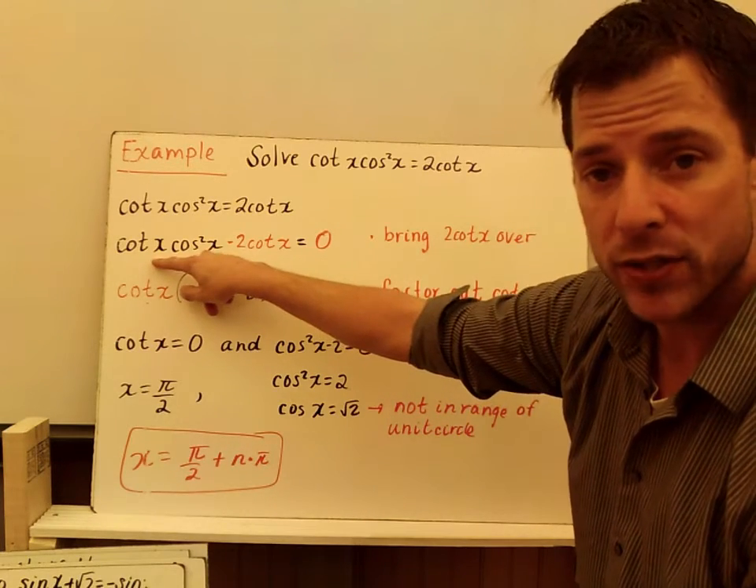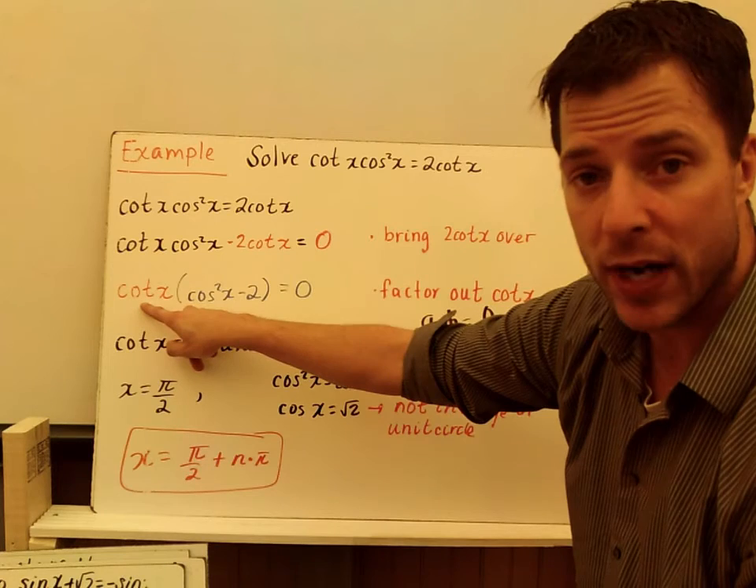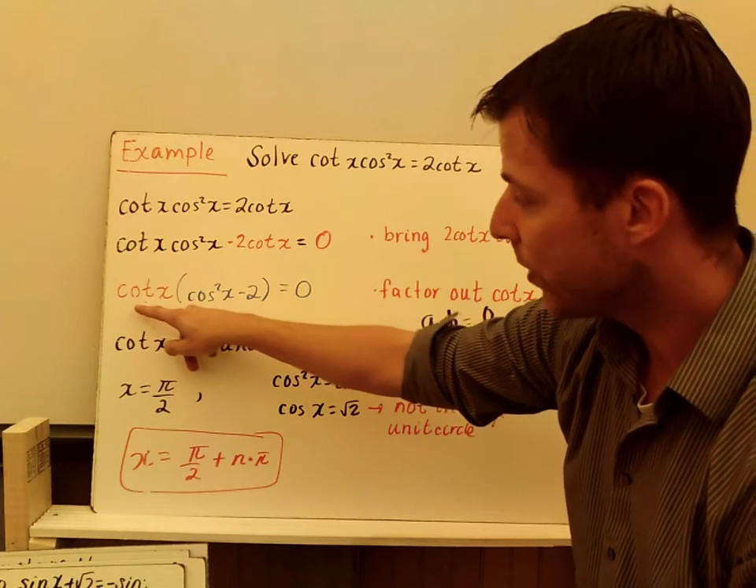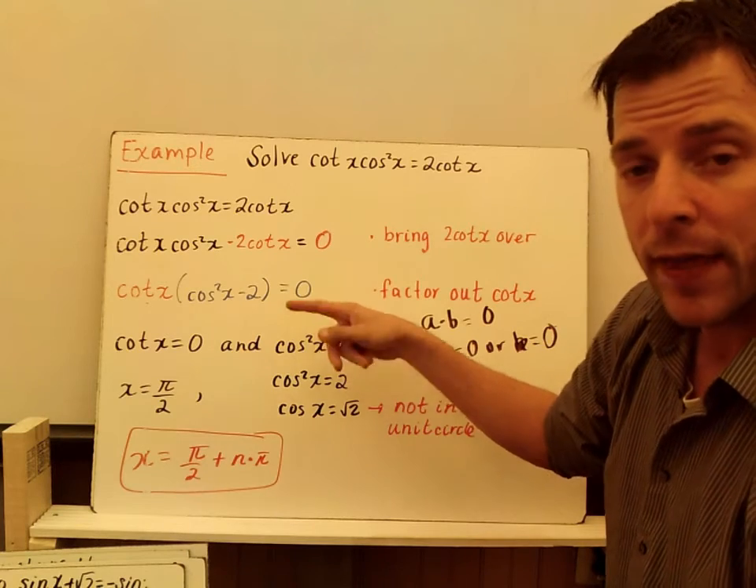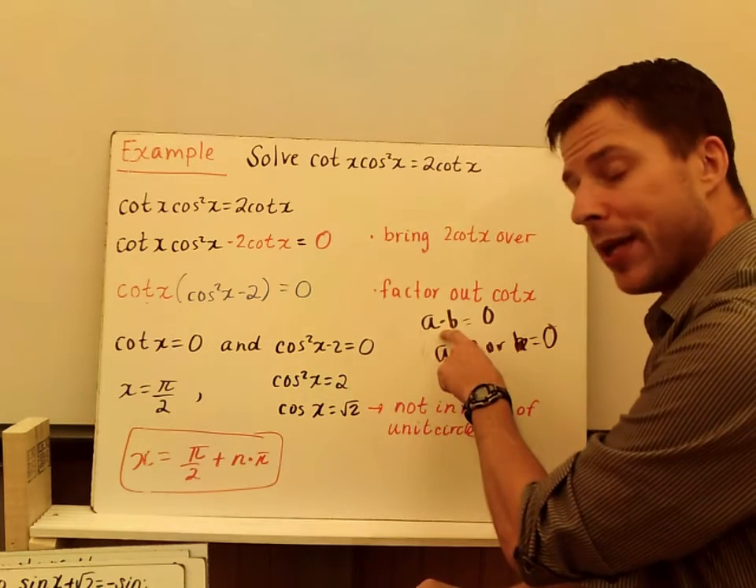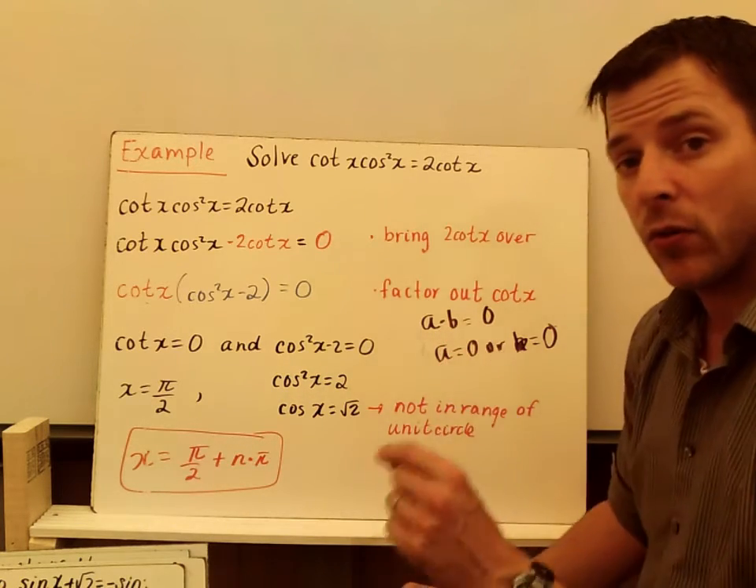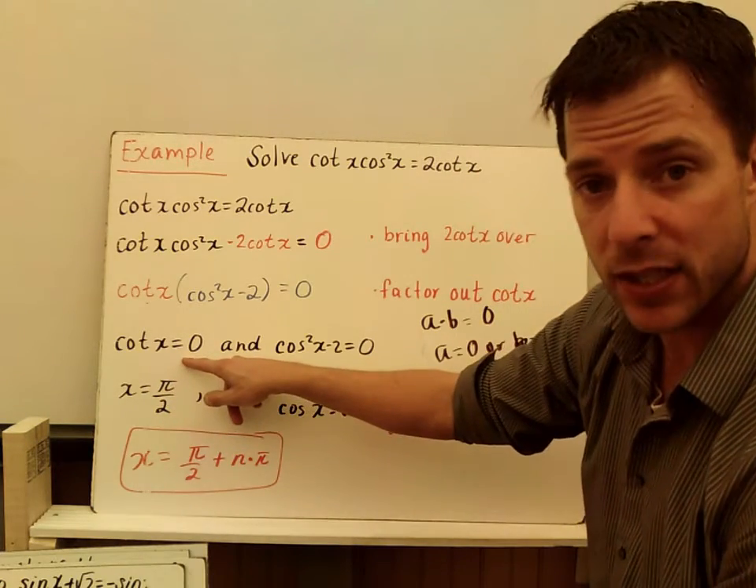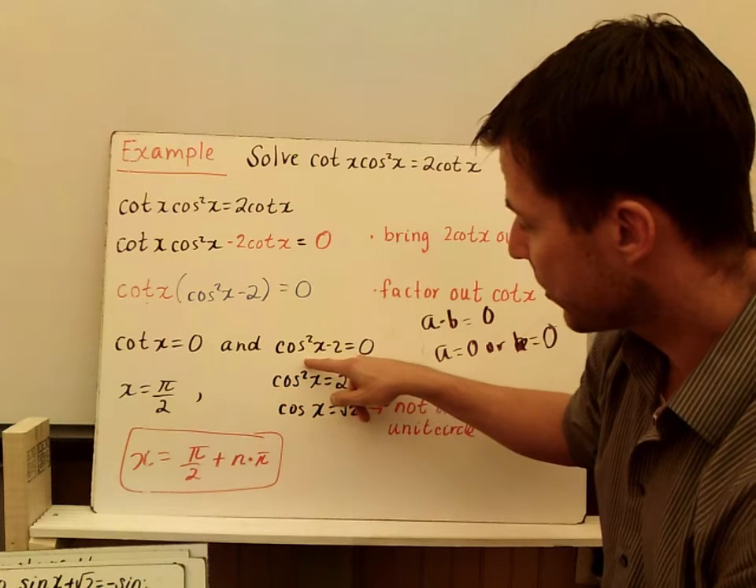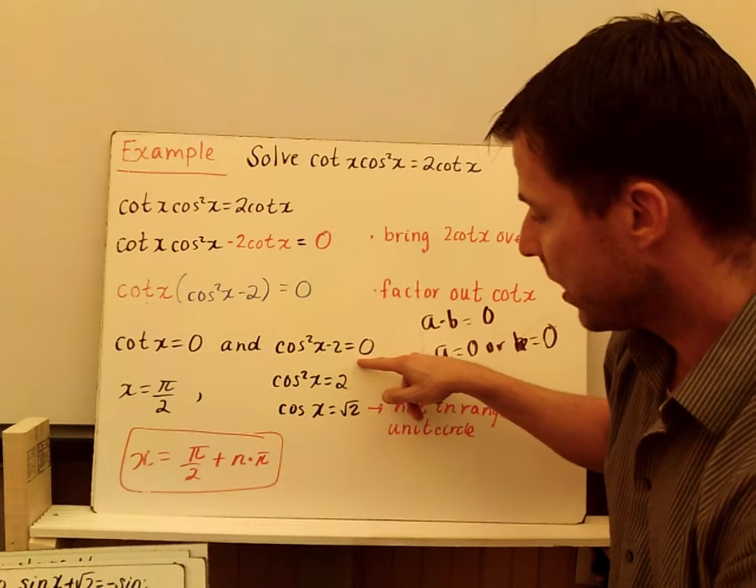Notice how they both have a cotangent, so in the next line I factor out a cotangent. Now, what this says is that one function times another is equal to 0. The zero product property says if I multiply 2 numbers together and get 0, one of them has to be 0. So look here. I set cotangent of x equal to 0 and cosine squared x minus 2 equal to 0.